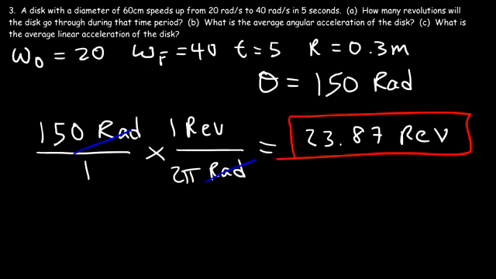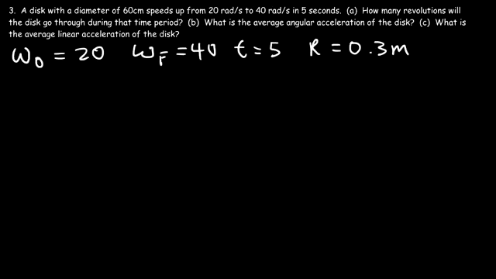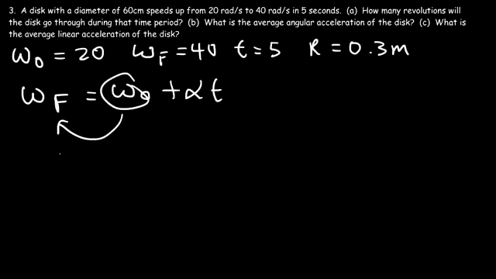Now let's move on to part B. What is the average angular acceleration of the disk? So what do we need in order to find it? It turns out that we already have everything that we need. So we can use this equation. Omega final is equal to omega initial plus alpha t. So if you solve for alpha, you got to move this to this side and then divide by t.